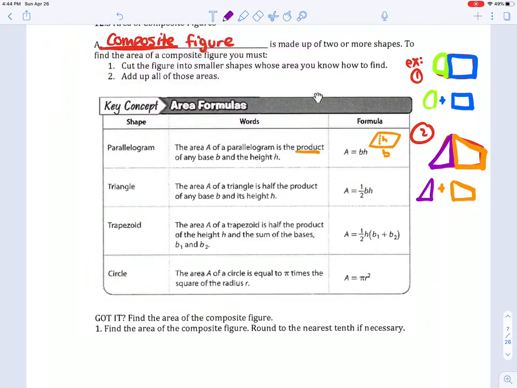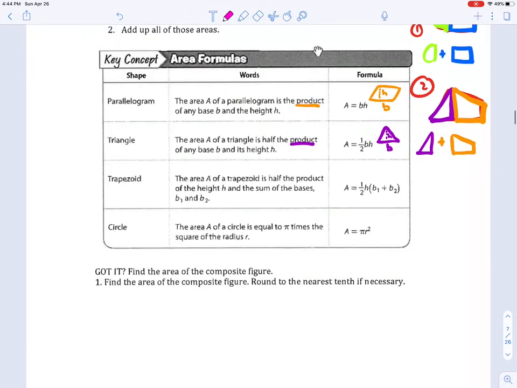The area of a triangle is 1/2 any base times the height. So if this is my triangle, and this is my height, and this is my base, I'm going to multiply the base and the height because I see product there, and then multiply it by 1/2. Remember, multiplying by 1/2 is the same as dividing by 2.